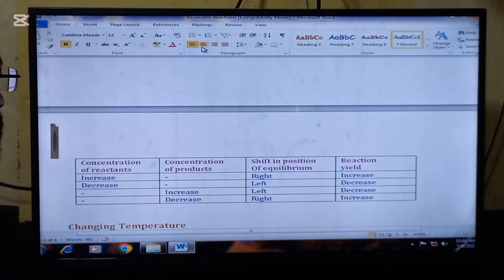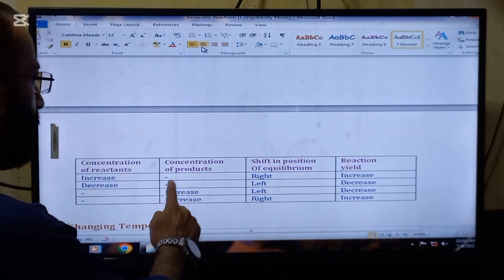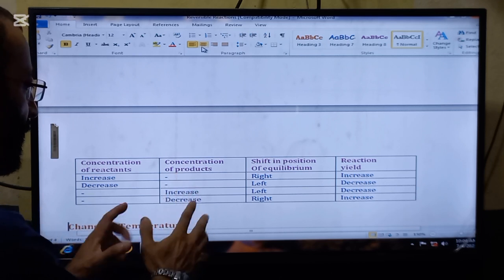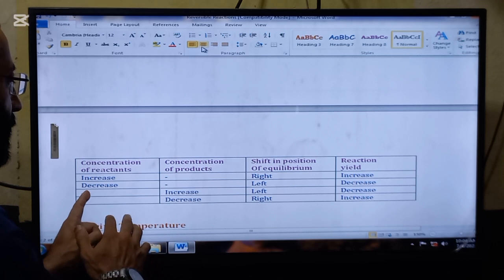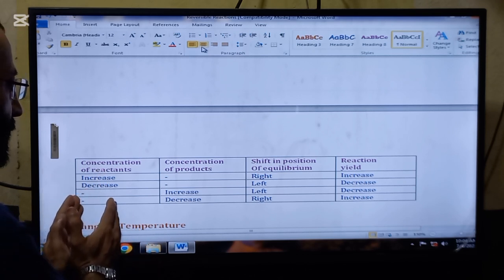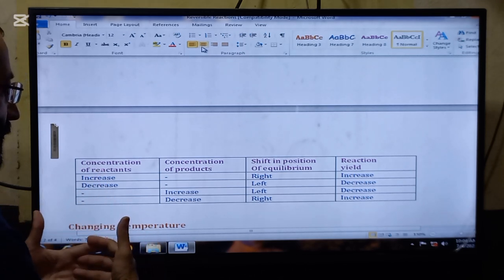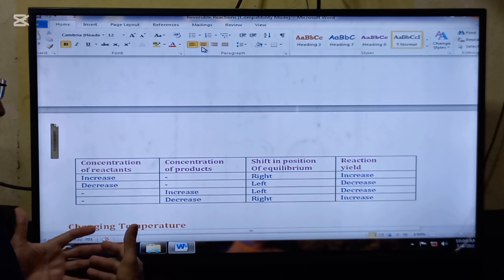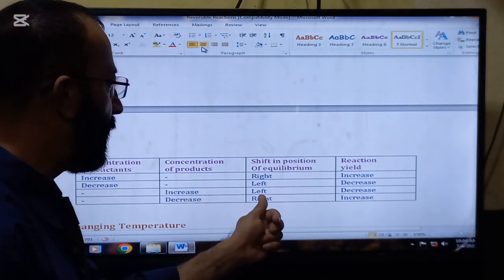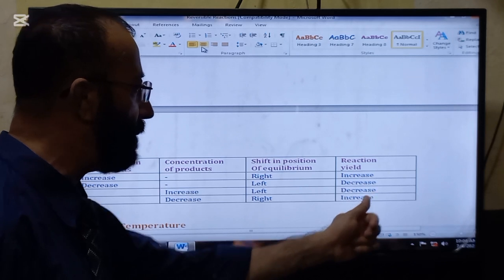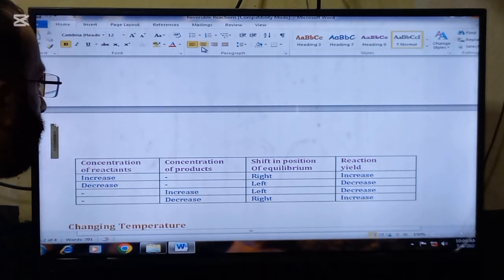On the other hand, if the concentration of the products is increased, it means the concentration of the reactants will be decreased. Ultimately, if the reactant particles are fewer and they collide less with each other, there are fewer effective collisions. So the equilibrium will shift towards the left, and the reaction yield will decrease.